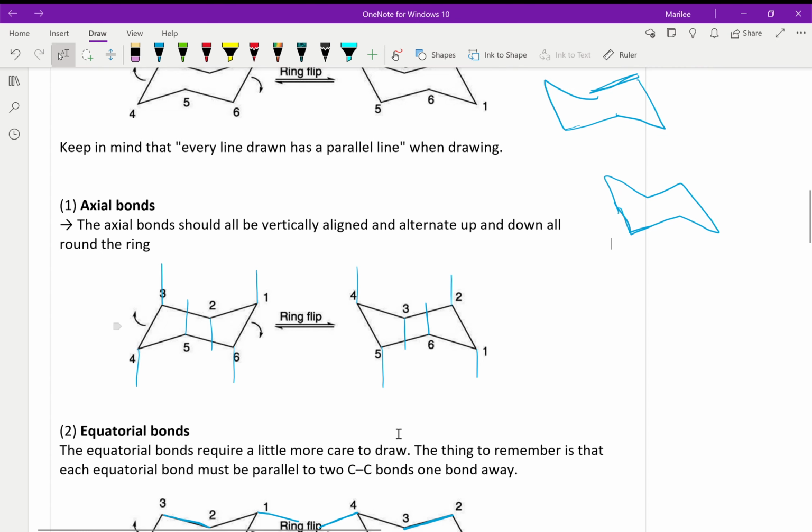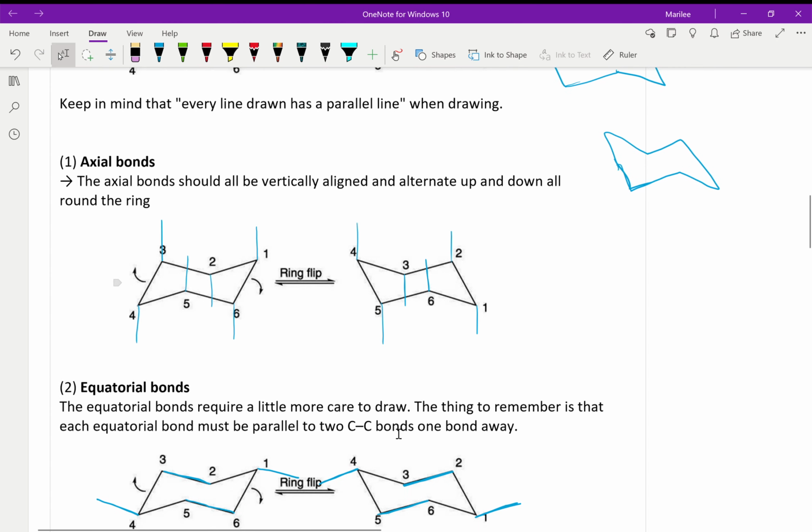So we have our axial bonds, and those are vertically aligned. So either they go up or down. So how I imagine this is that the points that are up, right? So we have our 1, 3, 5. Those get a line going up. The points that are down, so 4, 6, and 2, get the line going down. And then if you flip the ring, it's the same thing. I mean, it's flipped, but it's the same concept.